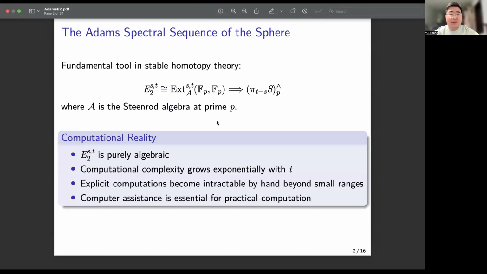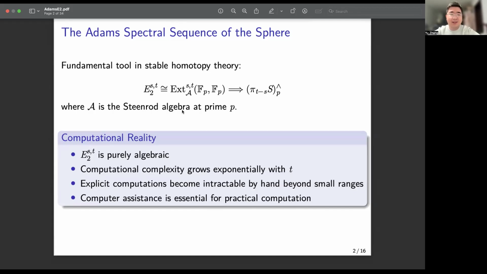So at this seminar, I guess I can assume the audience are already familiar with the Adams spectral sequence. Its E2 page has the form of Ext groups over the Steenrod algebra A. And the computation of this E2 page of the sphere is purely algebraic in nature. So in this sense, many people might think, well, this problem is already solved, in the sense that we know how to compute it, and it's purely algebraic.